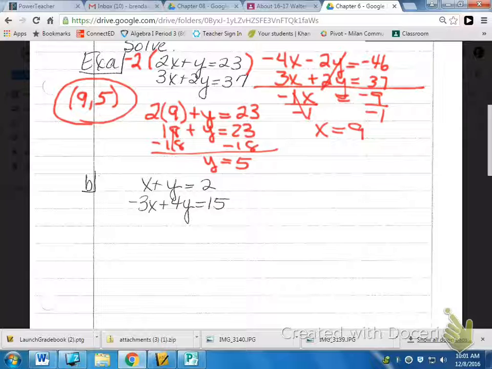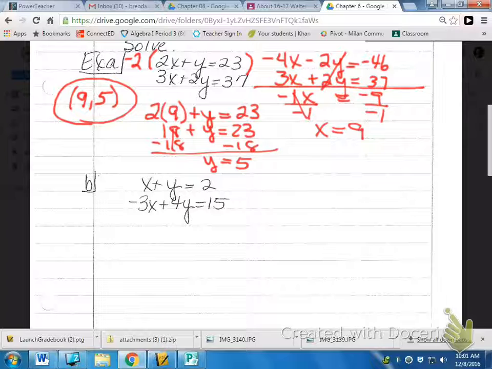Ben? No, it doesn't have to be the y. It can be either one. It could be either one. You could multiply either one. Now you're going to get to a point where you might have to multiply both, and I'll do one of those in just a minute. Yeah. So they'll come out the same? Yeah. No matter which way you do it, it's going to come out the same.